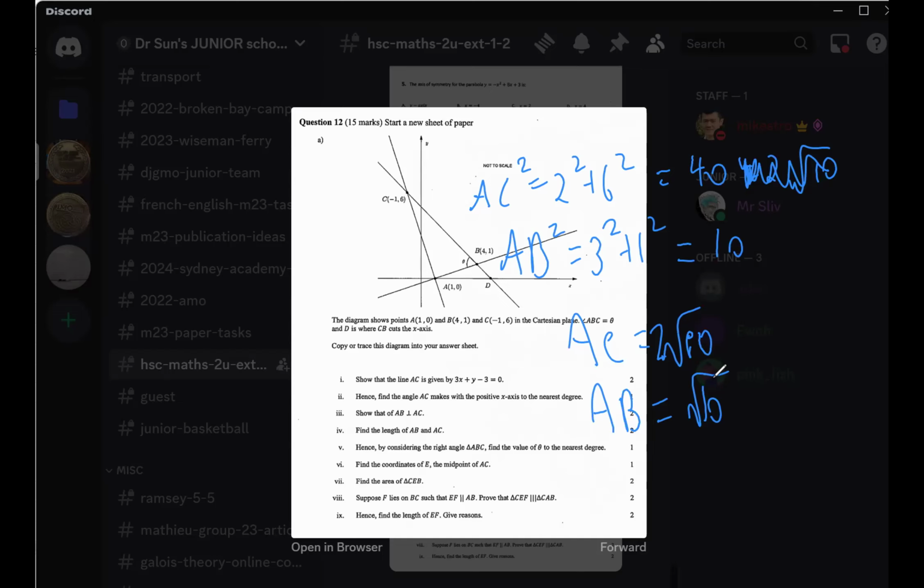Hence, by considering, okay, so maybe I didn't note, theta was already taken. A, B, C. I shouldn't have used theta before. The angle theta was already taken. The ABC is that angle. There's actually a formula to find the angle using the gradients of the lines. But here it looks like, considering the right angle triangle ABC, because we're told that's 9 degrees now, right, from part 3.